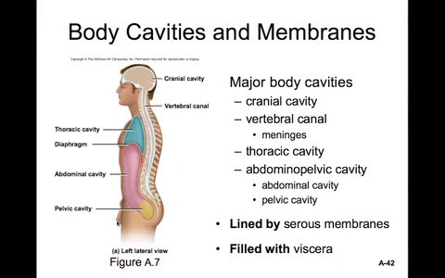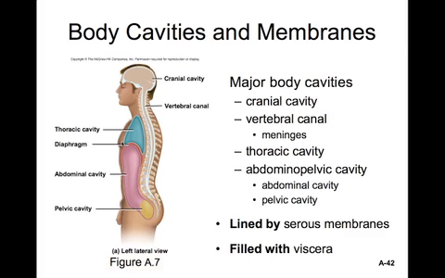Now let's explore some of the body cavities and the membranes that line them. There are two major dorsal cavities and two major ventral cavities. The dorsal cavities are the cranial cavity and the vertebral canal. Each of these are lined with meninges. The ventral body cavities, those below the spinal cord, are the thoracic cavity and then the abdominal pelvic cavity.